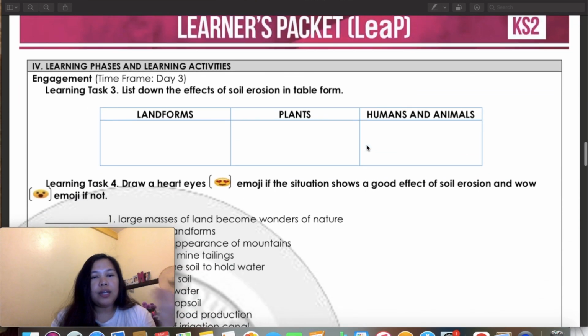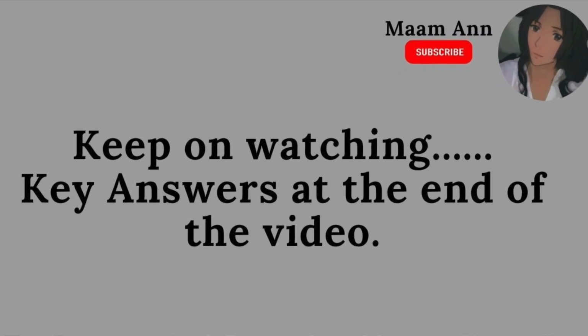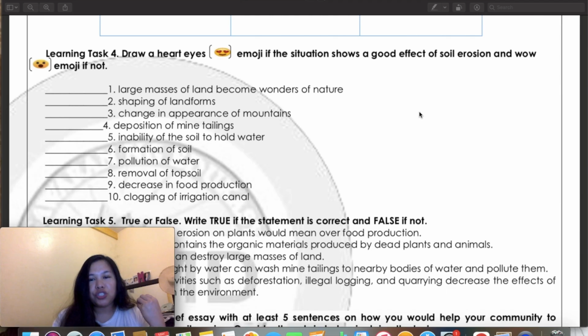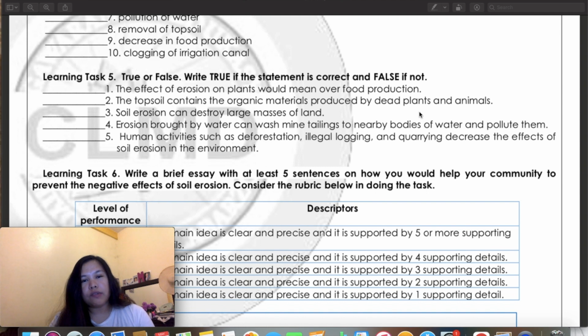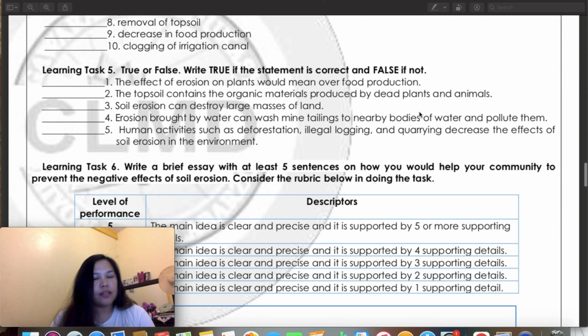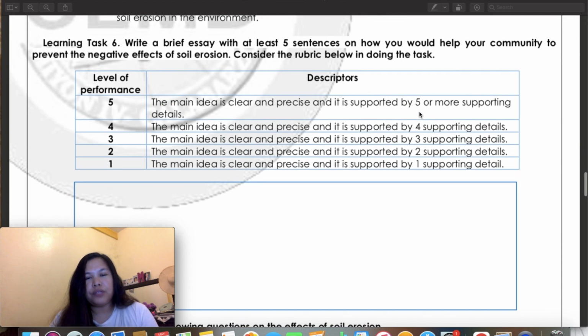And in our learning test 3, list down the effects of soil erosion in table form. So, meron ditong iba't ibang, ito sa landform, meron din sa plants, and human animals. Isulat mo lang kung ano yung mga epekto. And in our learning test 4, draw a heart eyes emoji if the situation shows a good effect of soil erosion, and wow emoji if not. So, there are 10 items. In our learning test 5, true or false, so write true if the statement is correct and false if not. There are 5 items. In our learning test 6, write a brief essay with at least 5 sentences on how you would help your community to prevent the negative effects of the soil erosion.